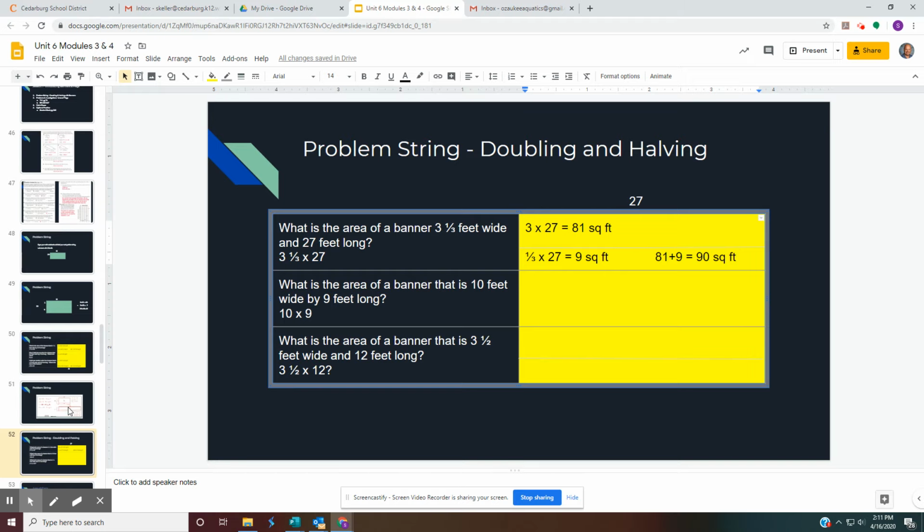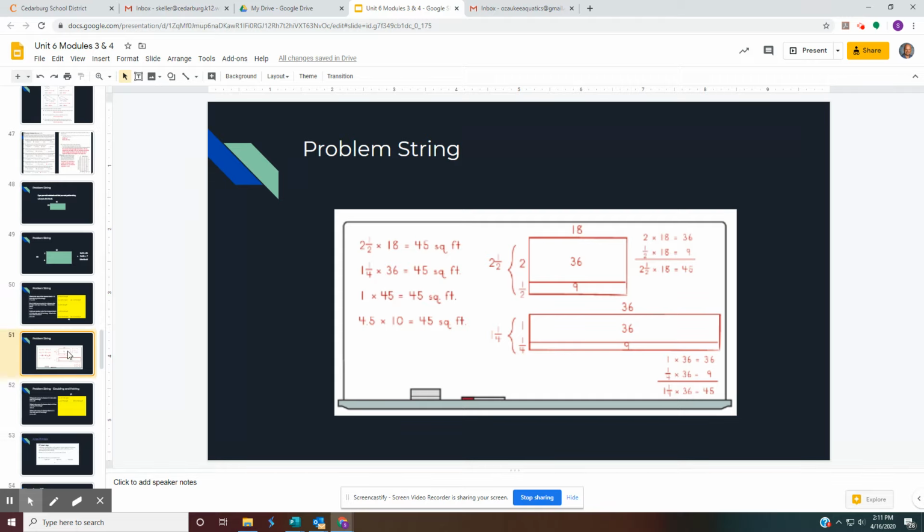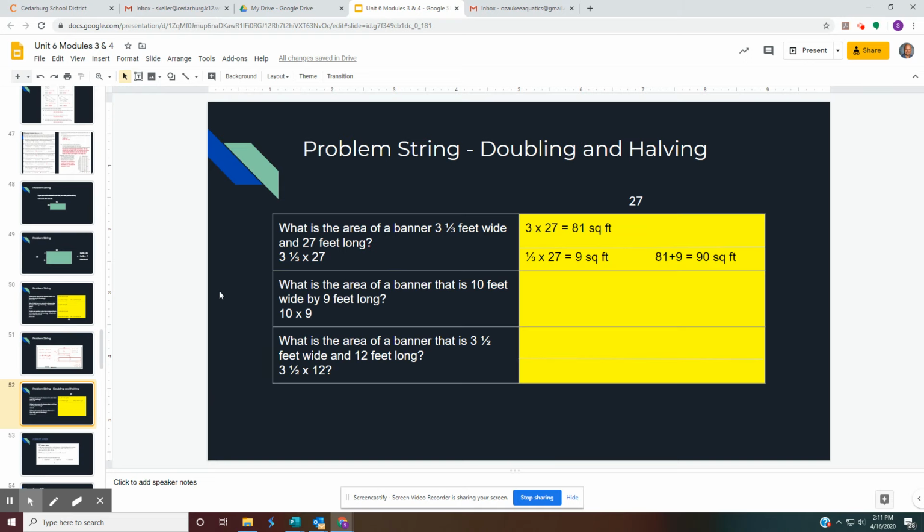All right, so now the next one, 10 times 9. What I want to do is think a little bit about what we did up here, right? We doubled this side, so we had to half this side. We went 10 times this side, so we had to go 1/10 this side. So how does that look in this one? Look at 27 and look at the 9. What are we doing to the 27 to get 9? We are dividing by 3.